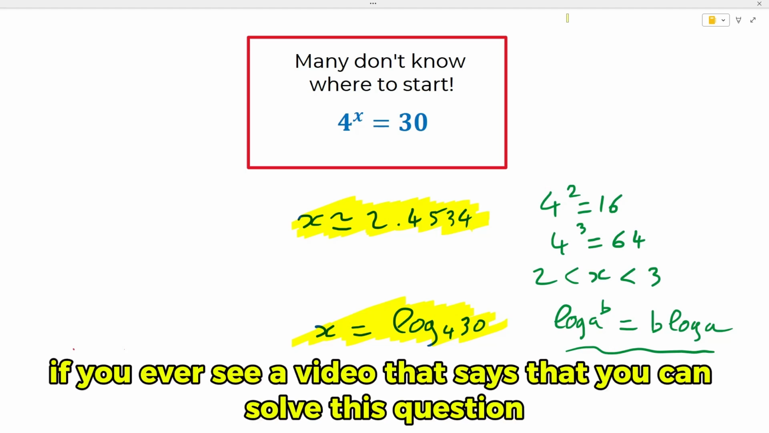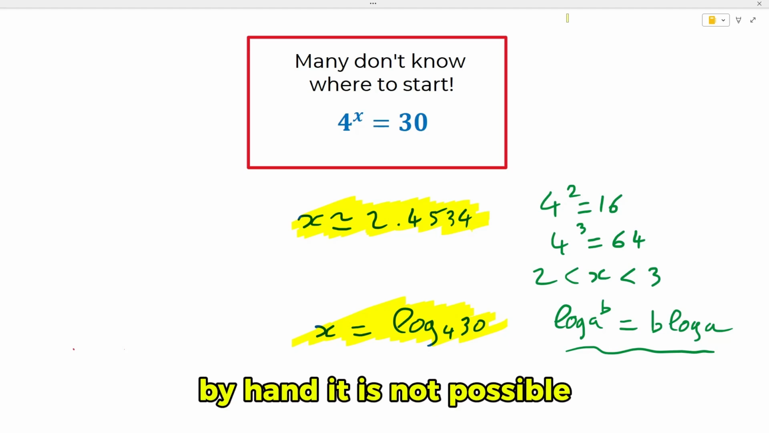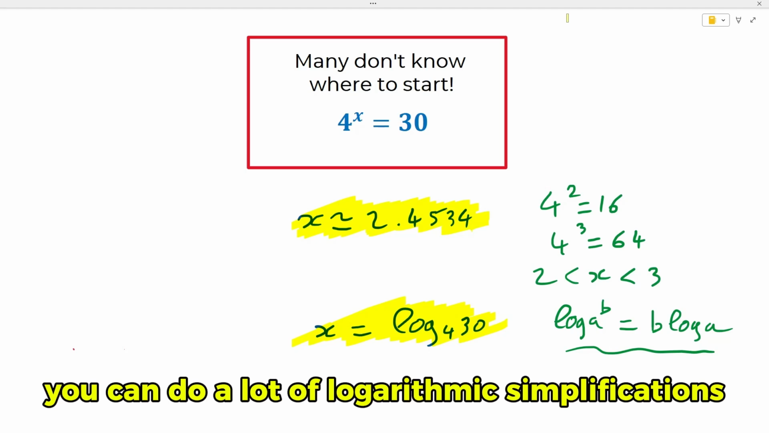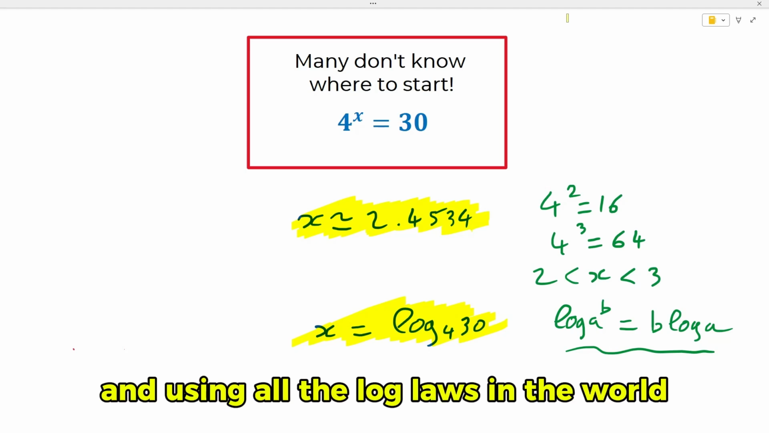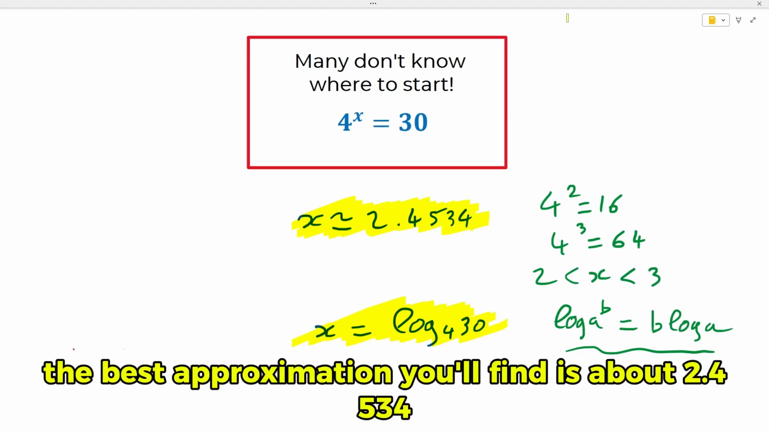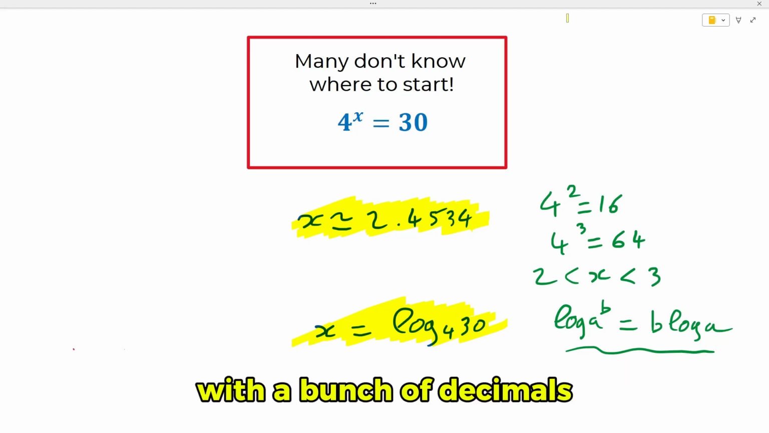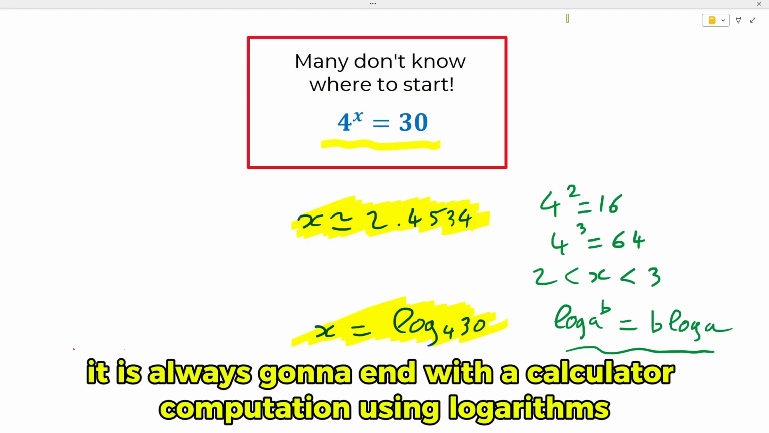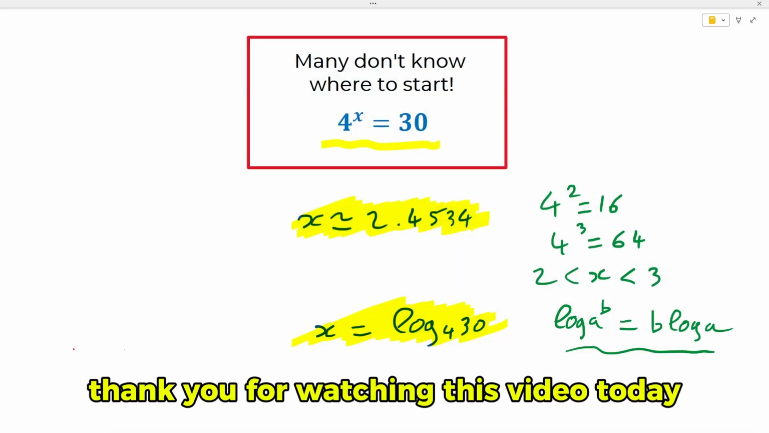In any event, if you ever see a video that says that you can solve this question by hand, it is not possible. You will need a calculator at some point. You can do a lot of logarithmic simplifications and use all the log laws in the world, but at some point you're going to have to stick it into a calculator. The best approximation you'll find is about 2.4534 with a bunch of decimals. Anytime you see a power equation like this, it is always going to end with a calculator computation using logarithms.